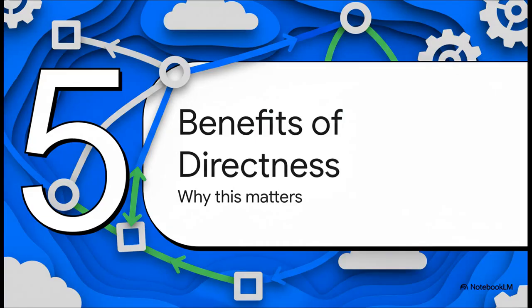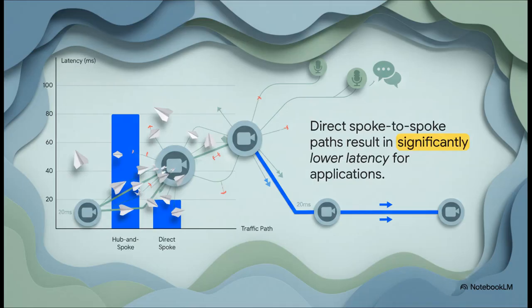Okay, so we've spent a lot of time on the how. Now let's get to the really good part, the why. Why do we go through all this trouble? What's the real-world payoff for all this directness? Let's break down the benefits.